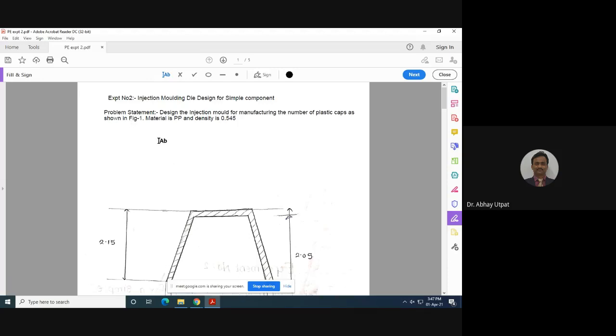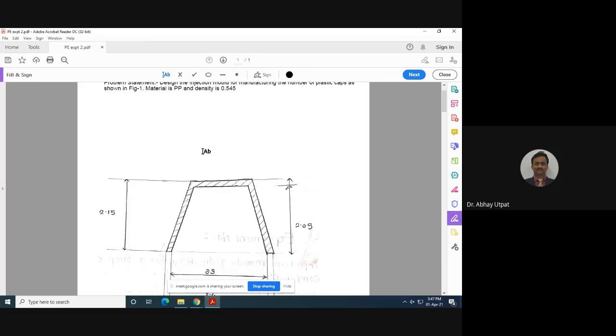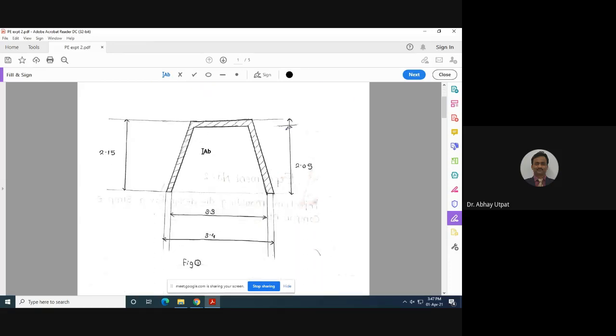Now read the problem statement. What is the problem statement? Design the injection mold for manufacturing the number of plastic caps as shown in figure 1. Material is PP and density is 0.545. Now the material is PP. PP means polypropylene. I taught you in previous classes. The material is polypropylene and its density is given. And figure 1 is here in front of you. You can take a screenshot of this figure.